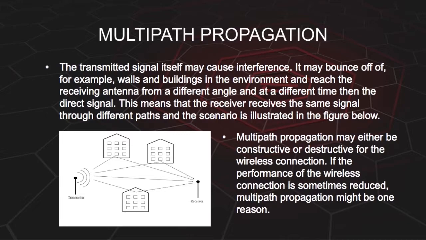Multipath propagation. The transmitted signal itself may cause interference. It may bounce off of, for example, walls and buildings in the environment and reach the receiving antenna from a different angle and at a different time than the direct signal. This means that the receiver receives the same signal through different paths, and the scenario is illustrated in the figure below. Multipath propagation may either be constructive or destructive for the wireless connection. If the performance of the wireless connection is sometimes reduced, multipath propagation might be one reason.